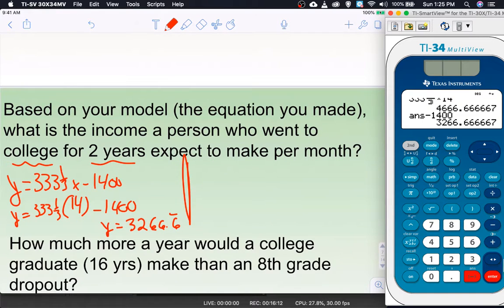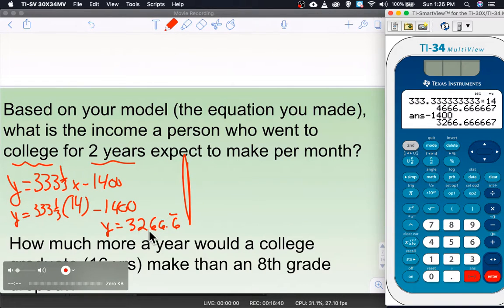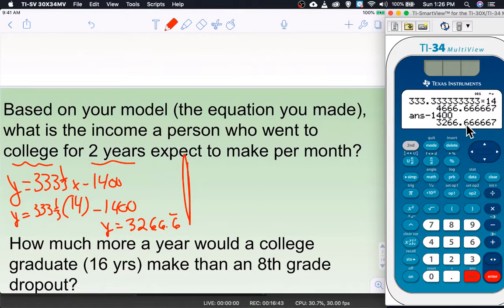Now, if your calculator does not have the fraction unit rate button like we did, another way I like to do this is I'll just put in 333 point, and I'll fill the screen with a bunch of 3s. That will give us a good enough answer. Times 14 equals minus 1400. And look how close our answer is: 3266 point, and it looks like 6 repeated. So that's something you could do even with a non-fancy calculator.